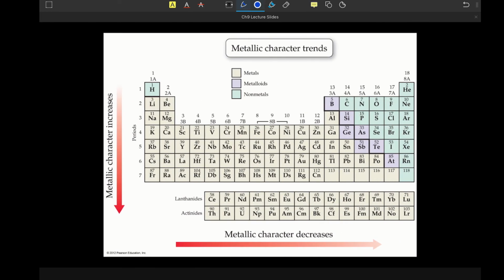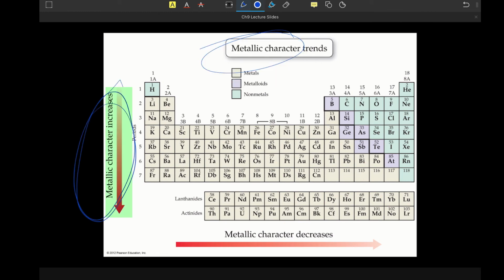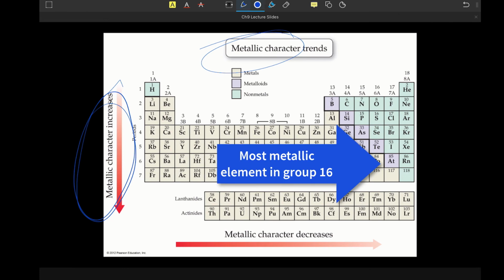Next up, metallic character. What does that mean? That is the tendency to lose electrons, the ease with which an element can lose electrons or give away its electrons. So it says metallic character increases as we go down a group. Again, that makes sense. If the atomic size gets larger, that valence is further from the nucleus, there's less attraction, and those electrons are lost more easily.